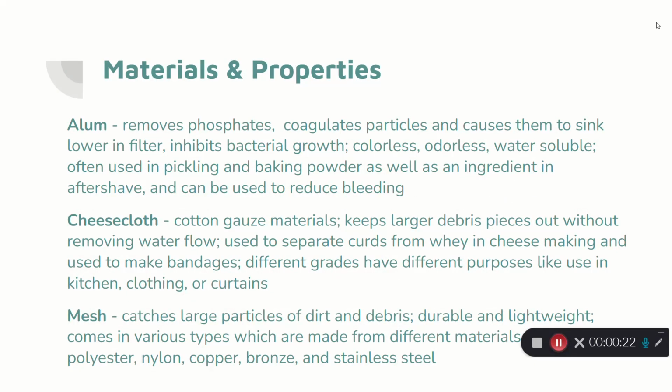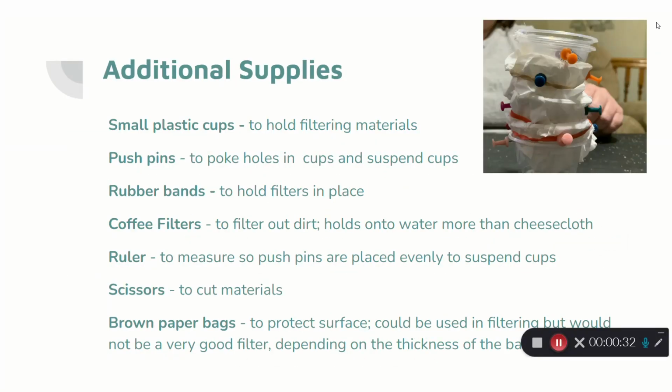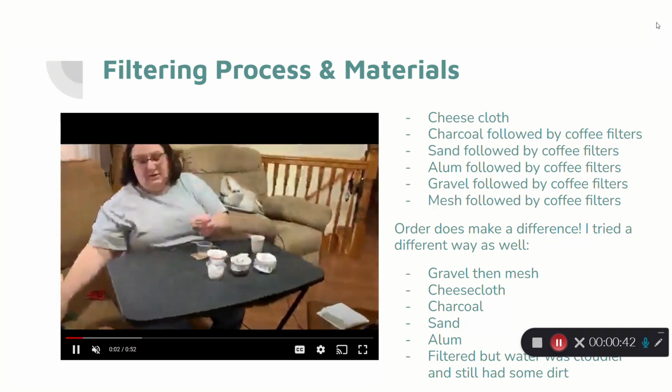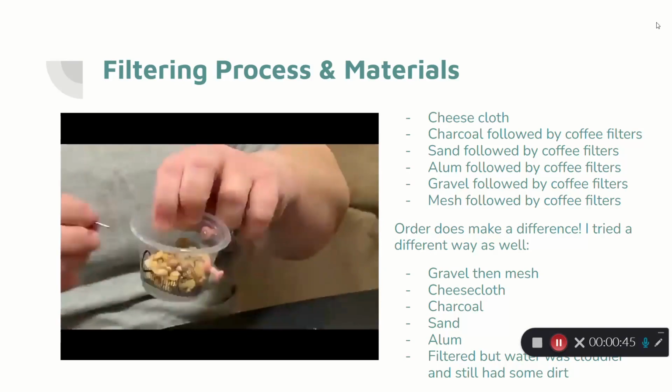For the alum, it removes the phosphates. The cheesecloth filters out the larger pieces of debris without restricting the water flow. The mesh catches the large particles of dirt and debris. The other supplies I used are listed here: the plastic cups, push pins, rubber bands, coffee filters, rollers, scissors, and brown paper bags.